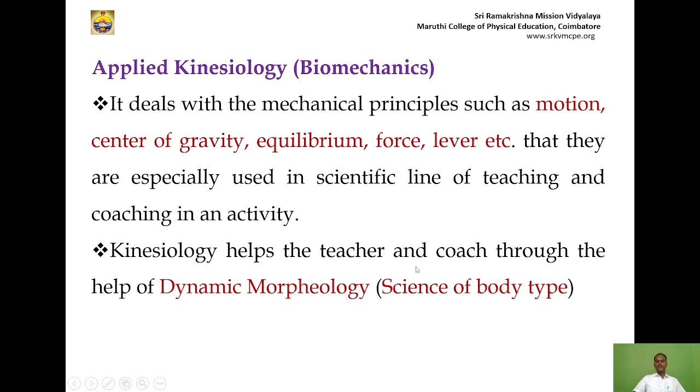Kinesiology helps the teachers and the coaches through the help of dynamic morphology, the science of body type. How does it help? If you study kinesiology, we can take the kinesiological measurements of an athlete. Through the measurements of an athlete, we can predict and send them to the apt sports and games, because there are a lot of kinesiological measurements. For example, we can measure the arm length, leg length, girth measurement, and chest measurement, and everything. If we measure all these things, we can easily select the athlete for a particular sport or game.